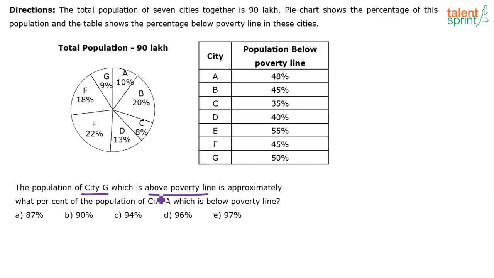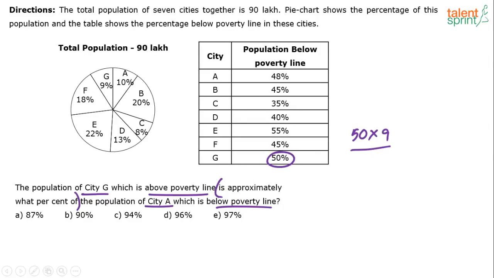G APL is what percent of A BPL? So G APL is what percentage of A BPL? G by A into 100. What is G APL? 50% is BPL, so 50% will be APL, obviously, right? There's no difference. If 50% is below poverty line, 50% will be above poverty line. So 50 into what is G's percentage? 9. Divided by, I'm not taking 90 lakhs again because that's of no use, it will get cancelled.